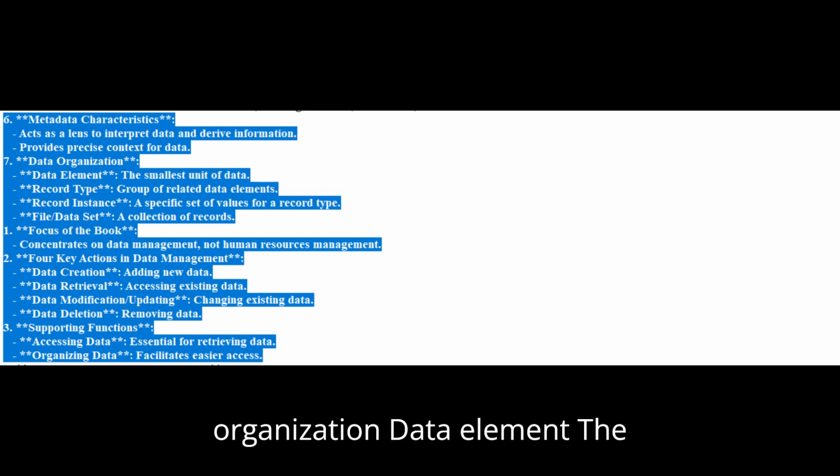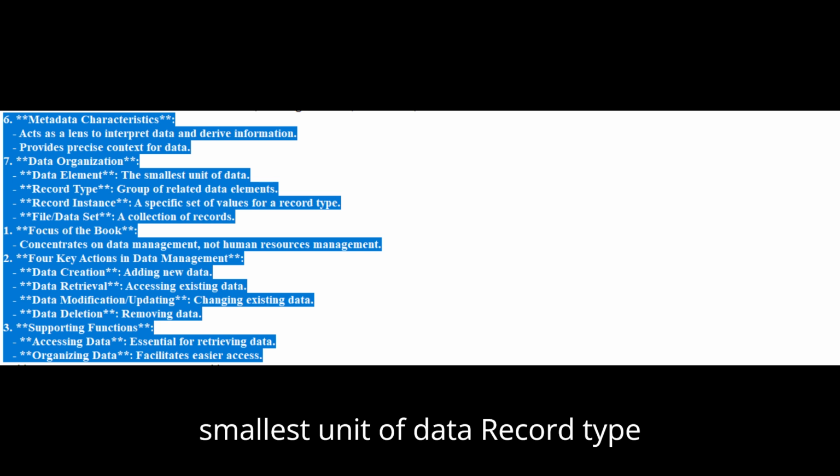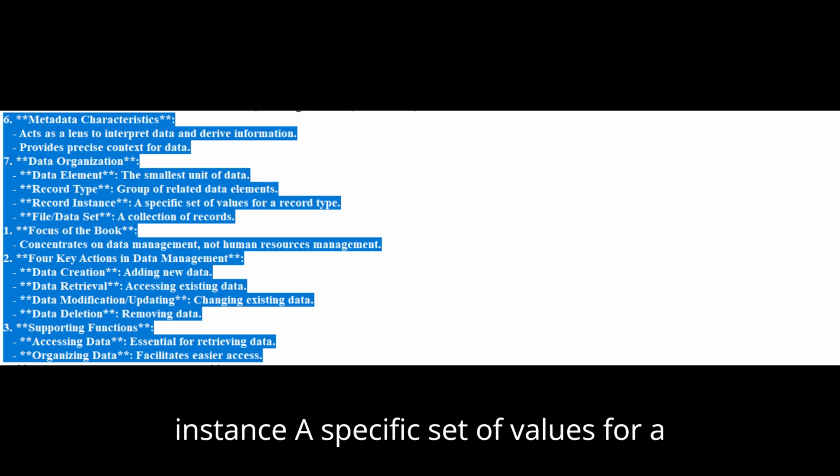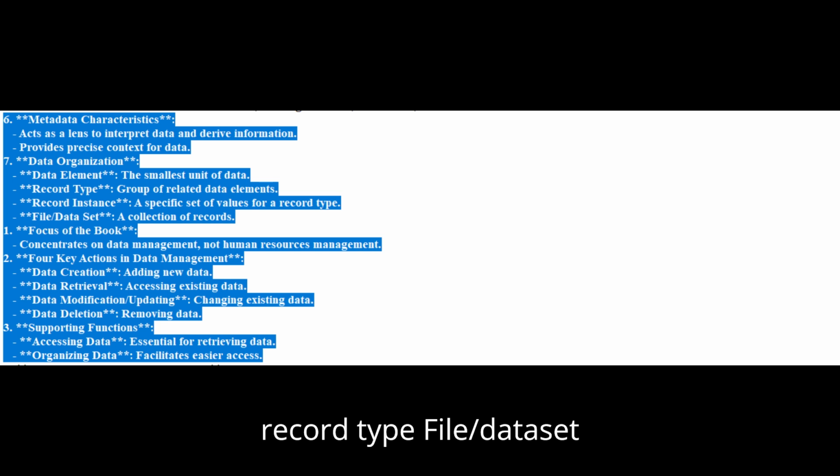7. Data organization. Data element: the smallest unit of data. Record type: group of related data elements. Record instance: a specific set of values for a record type. File/dataset: a collection of records.